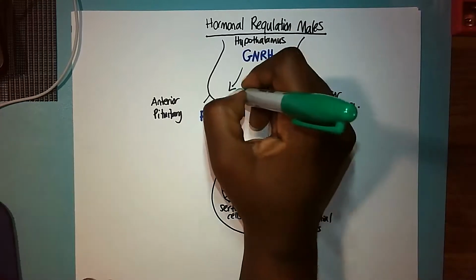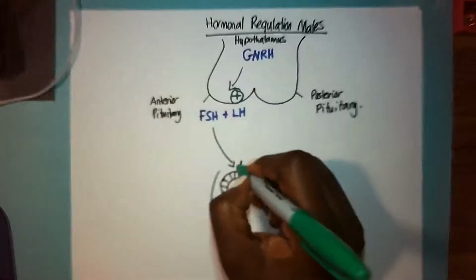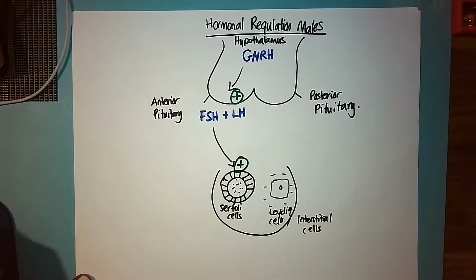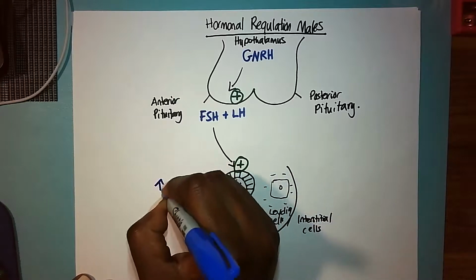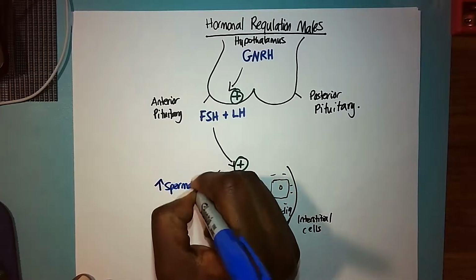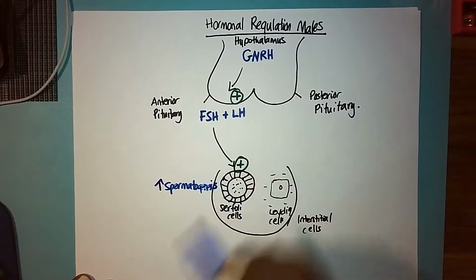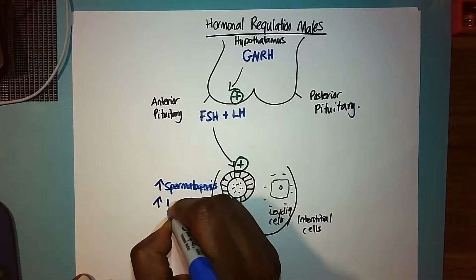Let me put some green arrows so we know that these are stimulating. So FSH acts on the Sertoli cells, and it tells the Sertoli cells to do those two functions that we described. One is to increase spermatogenesis, which is beginning to develop and mature sperm, and the other is to secrete inhibin.